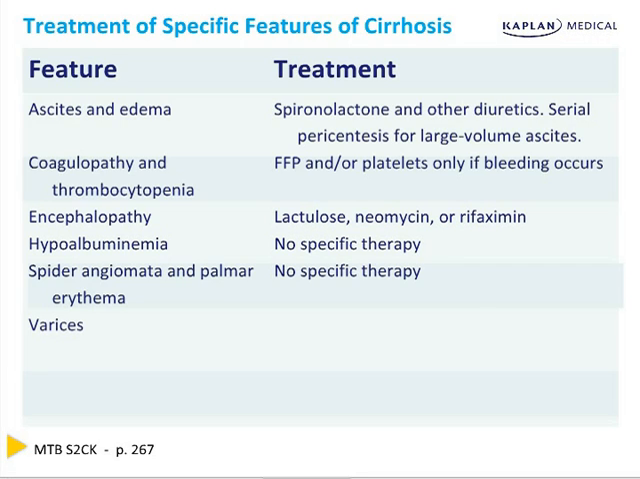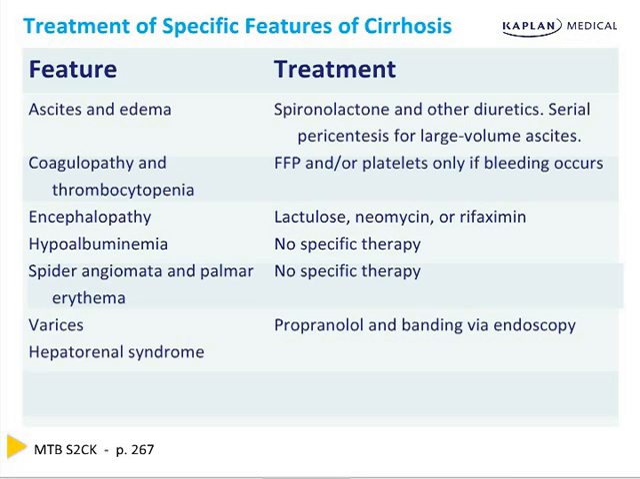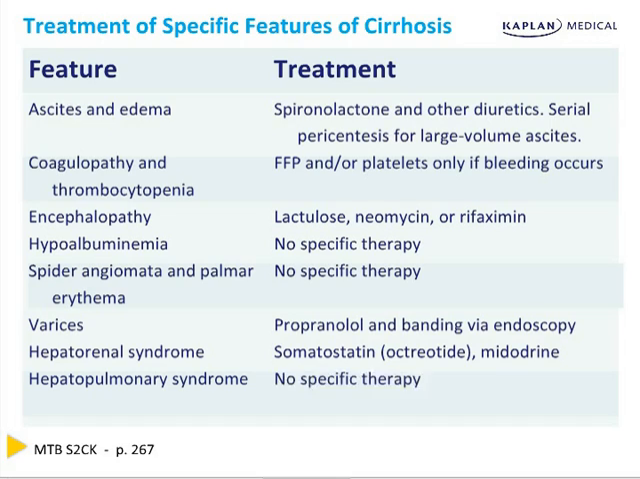For the varices, you can give prophylaxis with propranolol and band them via endoscopy. For the hepatorenal syndrome, you can consider somatostatin or midodrine. And for the hepatopulmonary syndrome, unfortunately, there's no specific therapy.